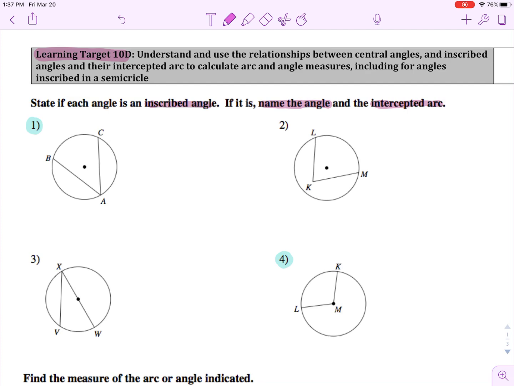So number 1, we want to first identify it as an inscribed angle. This is an inscribed angle because the vertex is on the circle. So yes, it is inscribed, and let's name the angle. Angle BAC. You could also say angle CAB, okay? And then we want to name the intercepted arc. So the arc that this angle intercepts is arc BC. Make sure when you're naming the arc that you put the little arc symbol above.